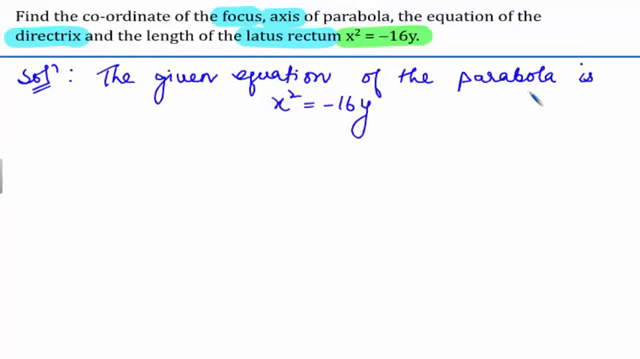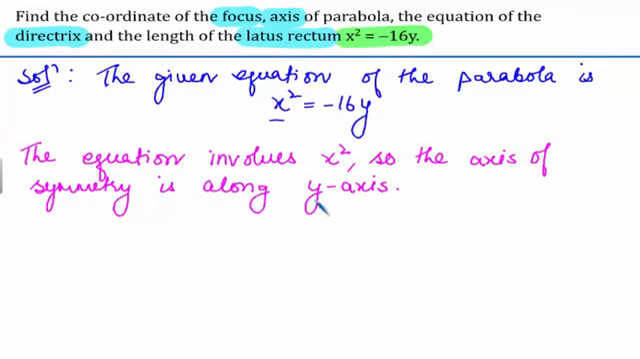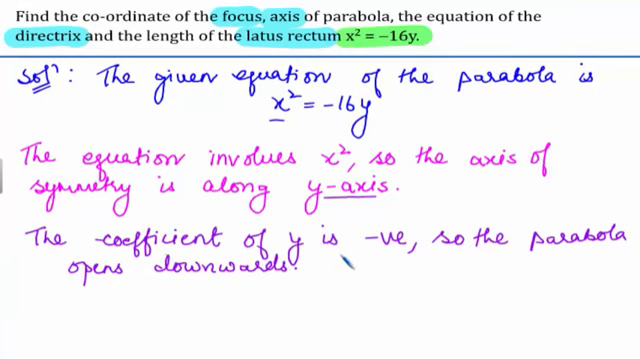The given equation of the parabola is x square is equal to minus 16y. Now as we can see, the equation of the parabola involves x square. Therefore, the axis of symmetry is along the y-axis. Thus, we have the axis of symmetry along the y-axis since the equation involves x square. Also, we see that the coefficient of y in this case is negative. Therefore, the given parabola will open downwards. So we can write the coefficient of y is negative, so the parabola opens downwards.